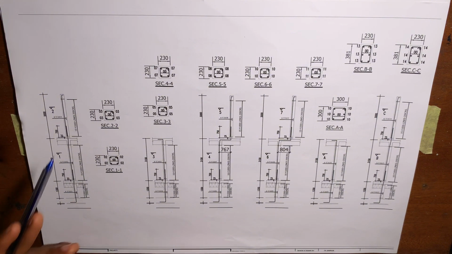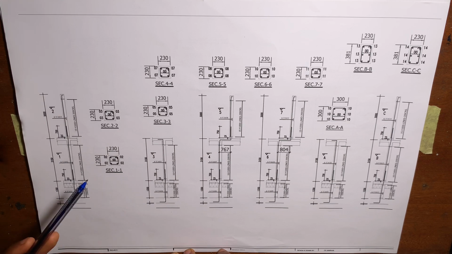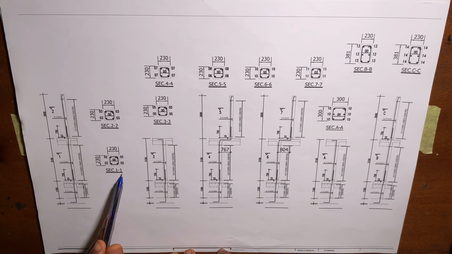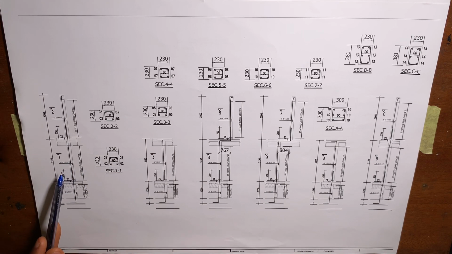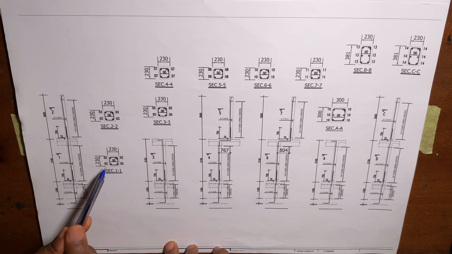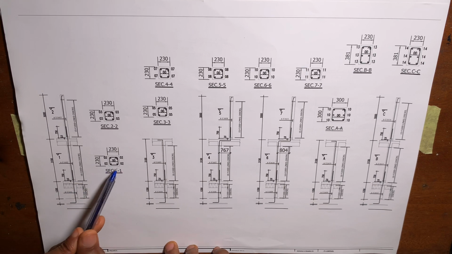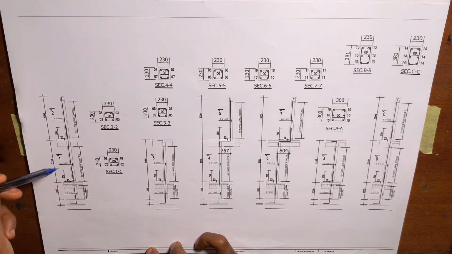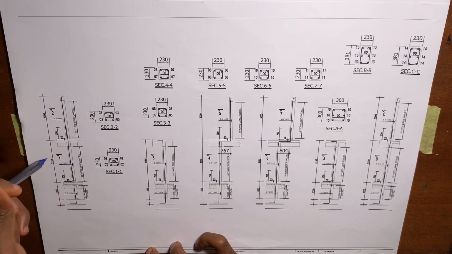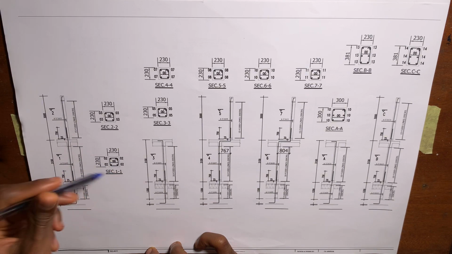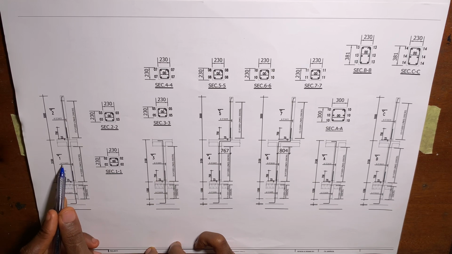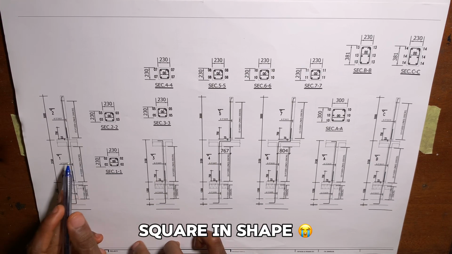Now you can see that at the side of the drawing we have our section. This section, section 1-1, is the section here for the ground floor and for the foundation, right? You can see that this section harbors the links or the stirrups for the column reinforcements, and it shows us the shape of the column post, which is rectangular in shape.